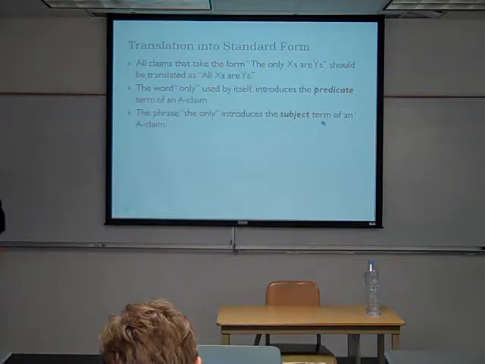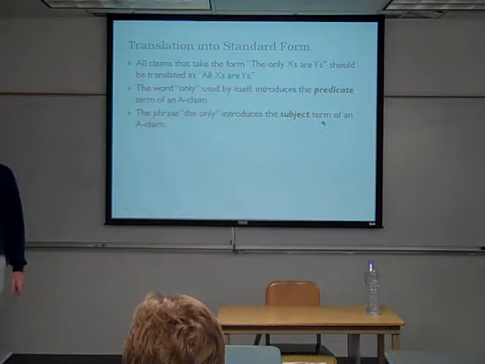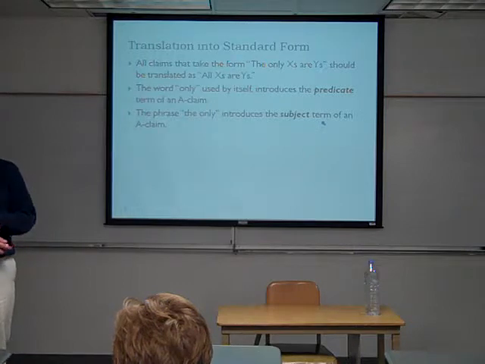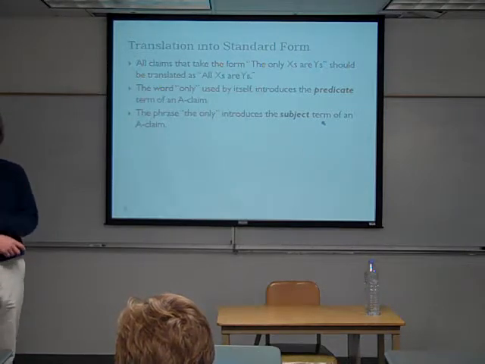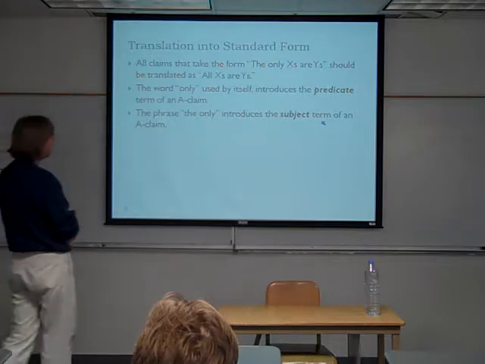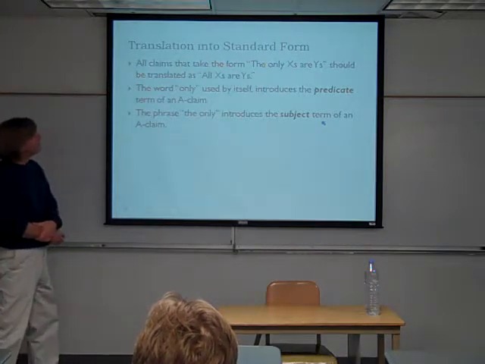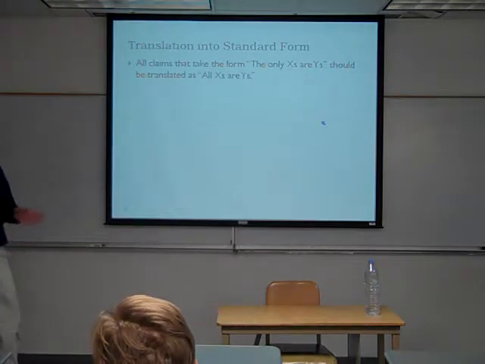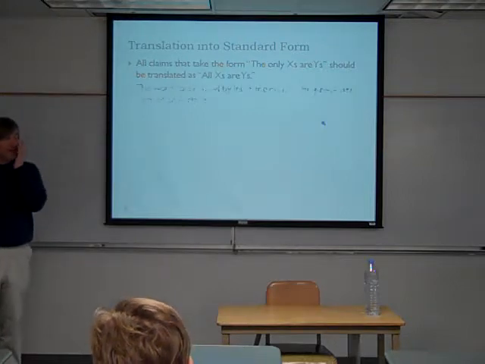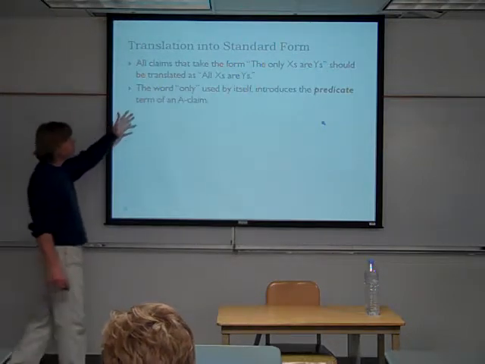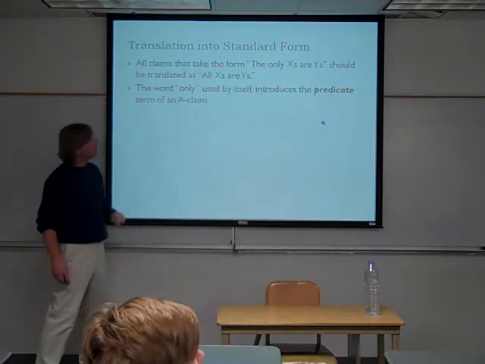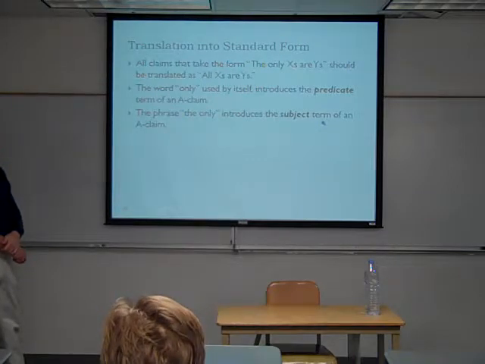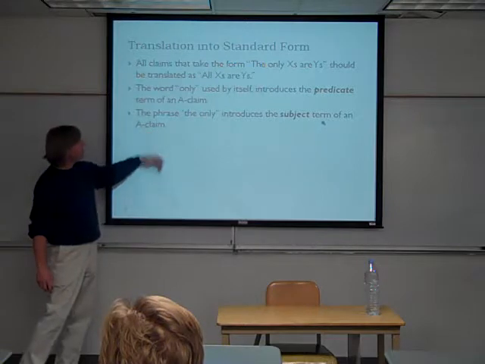I know it's a little tricky, and initially it's going to be a little difficult to get familiar with this kind of translation. But I have in mind taking a bit of time with this chapter to make sure that we all can figure it out. So, once again, if you have something that says "the only X's are Y's," you're going to translate that into "All X's are Y's," an A claim. But if the word "only" is used by itself, then it introduces the predicate term of an A claim. The "only" will introduce the subject term of an A claim.